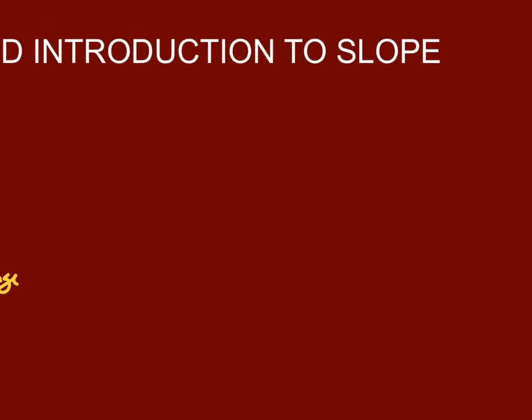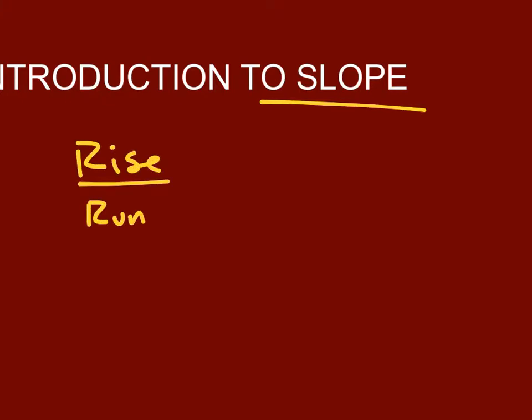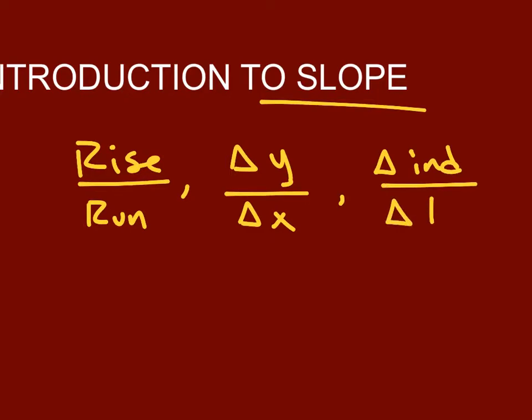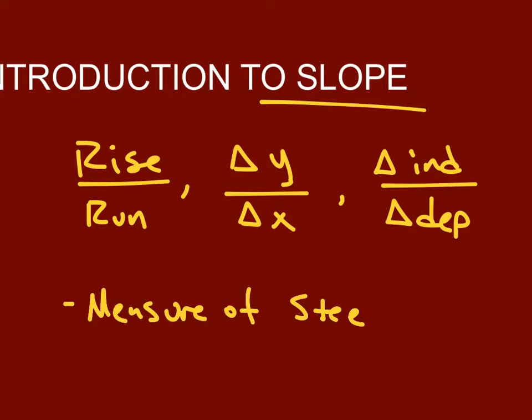When we talk about slope, we use a bunch of different terms. We use the term rise over run. We use the change in y divided by the change in x. We also use the change of the independent variable divided by the change of the dependent variable. These all mean slope. And really, slope is a measure of steepness.